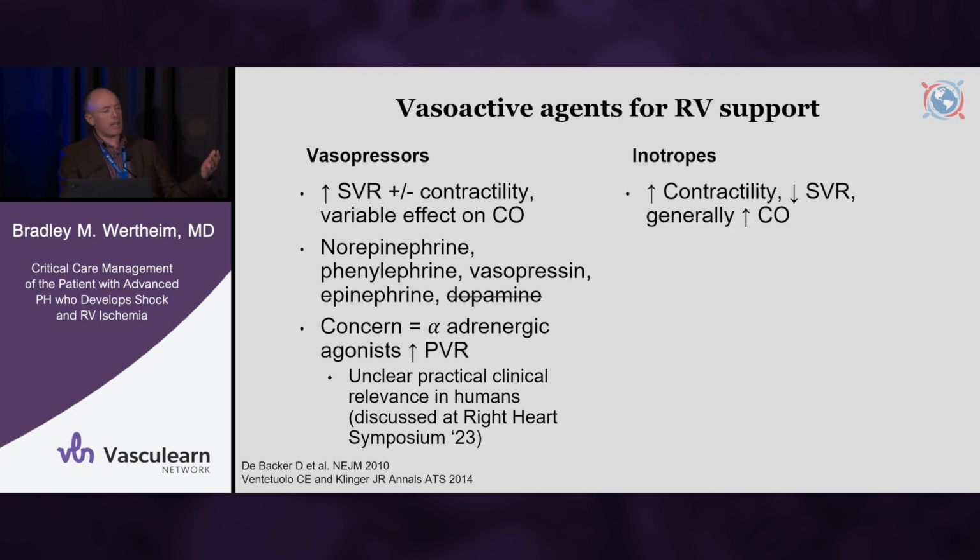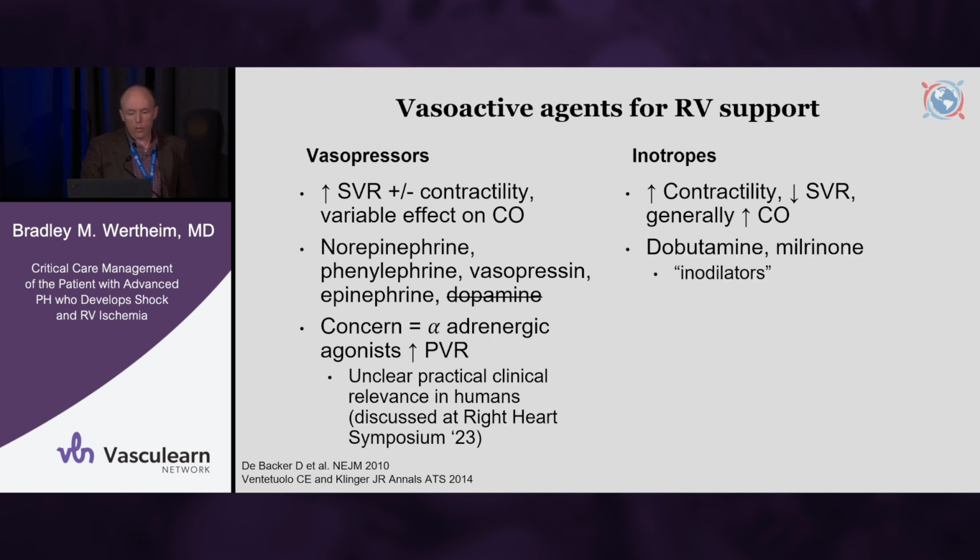Inotropes, on the other hand, increase our contractility. They usually decrease our systemic vascular resistance, but in some patients, they will increase cardiac output. Specifically for the purposes of our talk today, we'll be talking about dobutamine and milrinone. As you remember, that's how this began. We got a call that said, we're about to start milrinone. Can you come down? The problem is that these agents in real time often make folks hypotensive before you start to realize the benefits of increased cardiac output.